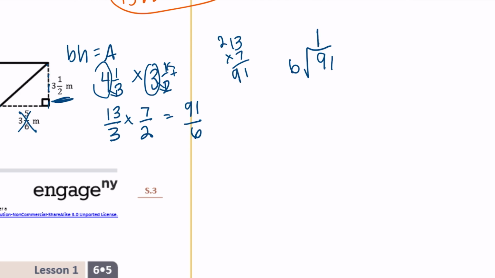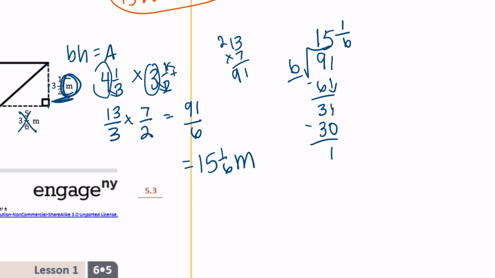9 goes into 6, or 6 goes into 9 once. We have 31. 6 goes into 31 5 times, because 5 times 6 is 30. So we have a remainder of 1. So 15 and 1 left over out of 6. So our answer is going to be 15 1/6 meters squared.